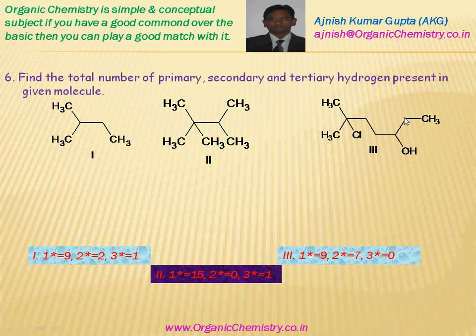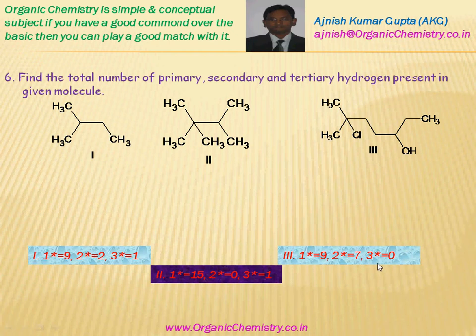Primary carbon, secondary carbon. This is again secondary, secondary, secondary. This is tertiary, primary and primary. So count the number of hydrogens present over primary carbon, secondary carbon and tertiary carbon. This carbon is tertiary in nature, but this does not have any hydrogen.